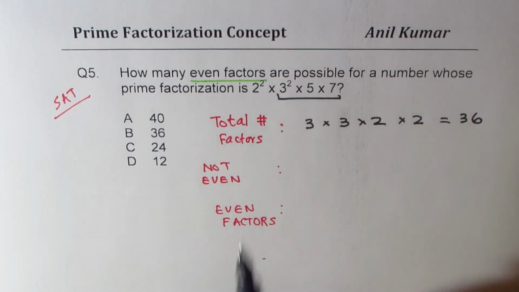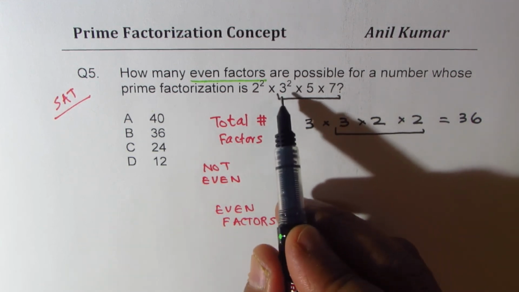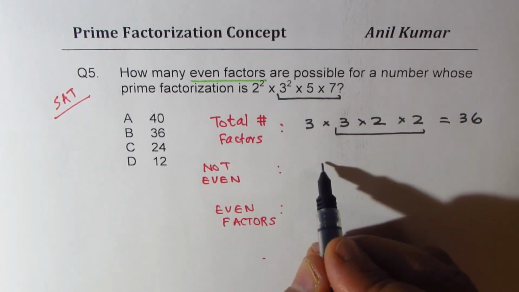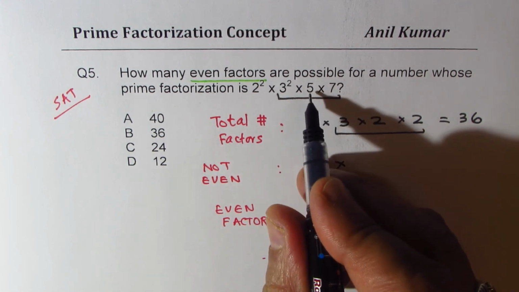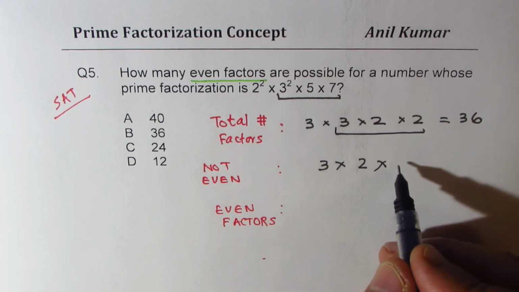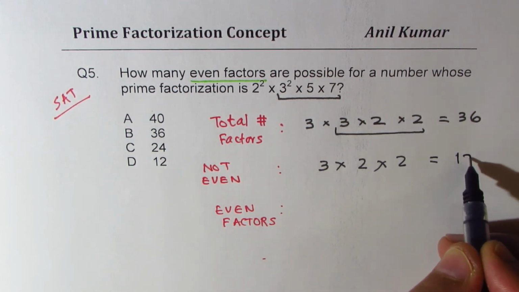Not even means that you're only considering these numbers, not 2. Okay, so here the combinations are these. That is, you may not take 3, you may take 3, or you may take 2 3s. So 3 combinations for 3. May not take 5 or take 5, 2 combinations. May not take 7, may take 7, 2 combinations. So here you get 2 times 2 times 3 as 12.